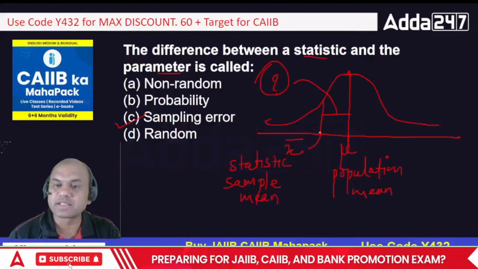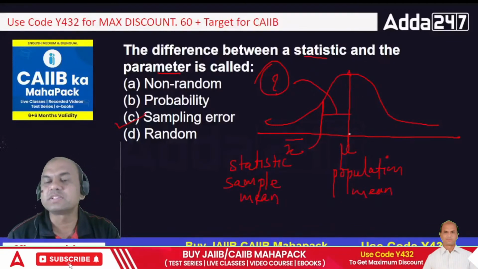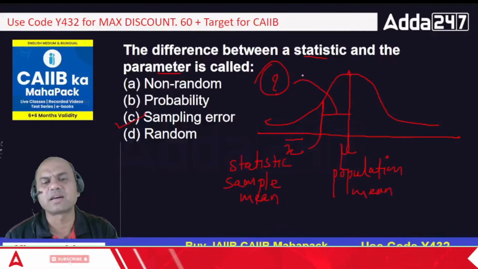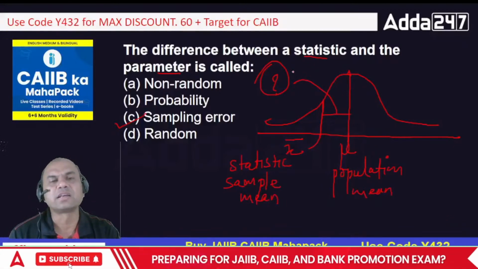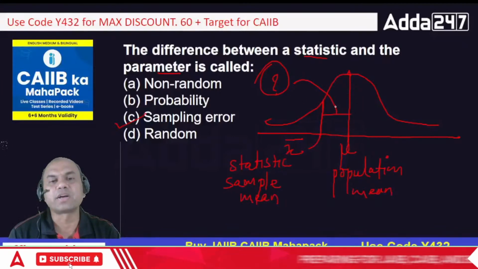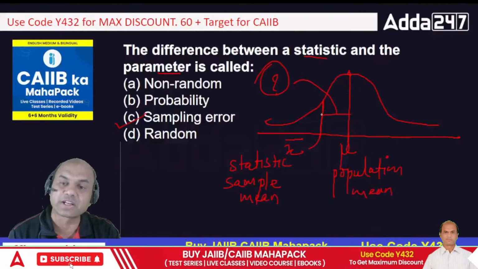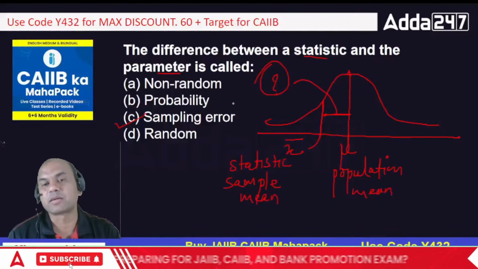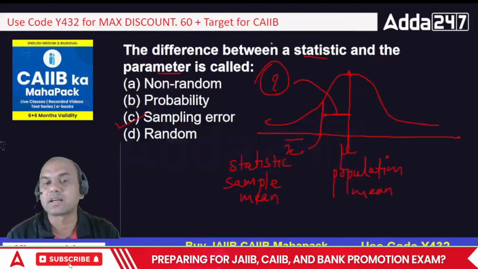Ideally, remember, this X bar and mu should be equal. They should coincide with each other, but this never happens, because there are certain errors while doing sampling. Some respondents might not respond properly, so that's why we get this sampling error. Sampling error means the difference between the statistic and the parameter.